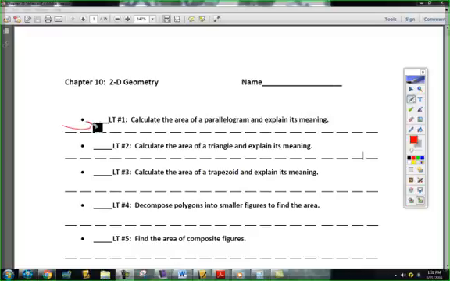Okay, so this is this learning target right here. You're going to be able to calculate the area of a parallelogram by using the formula area equals base times height, which we've already learned. And then you're also going to be able to explain what area is. So that's kind of what we're going to cover in this entire video.